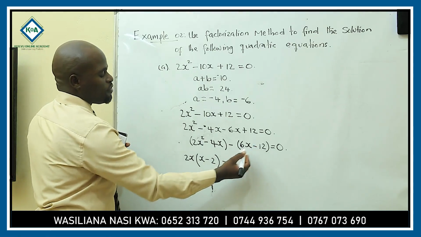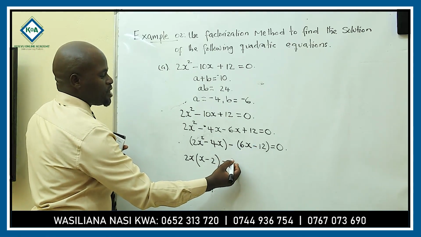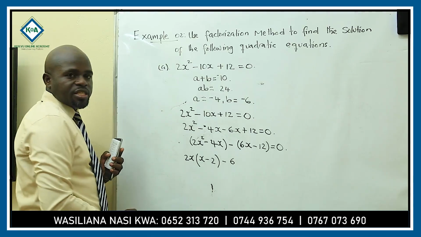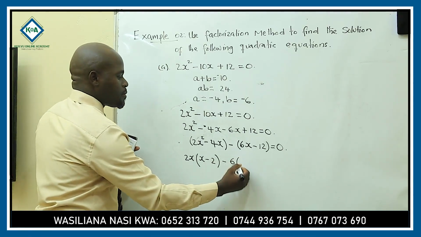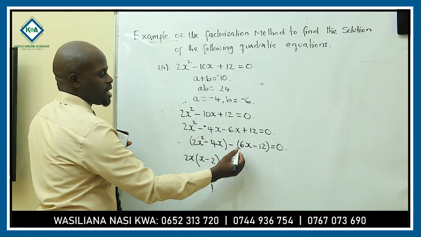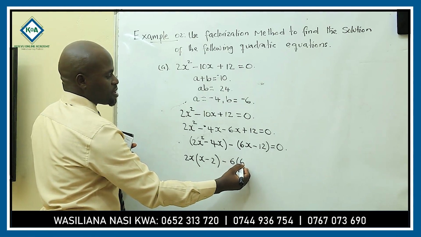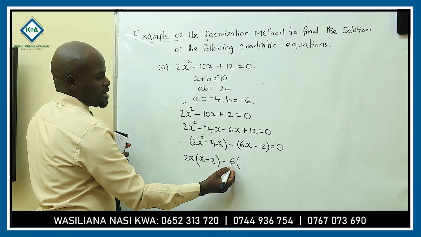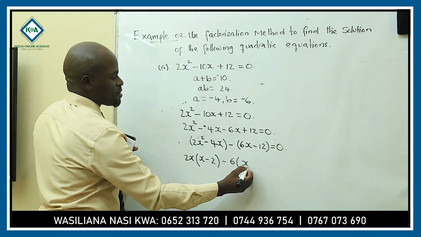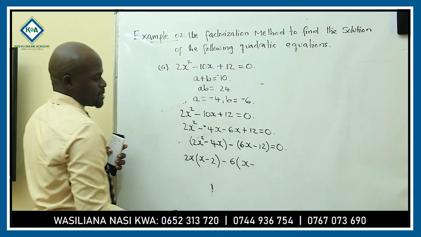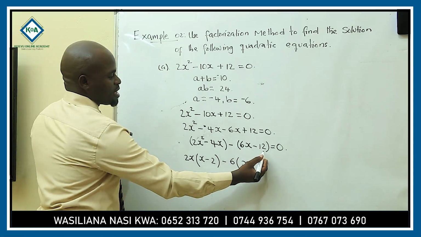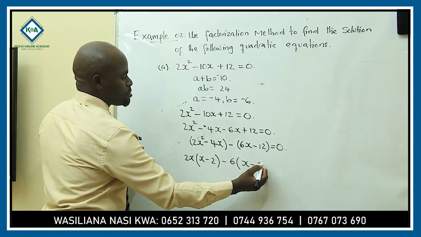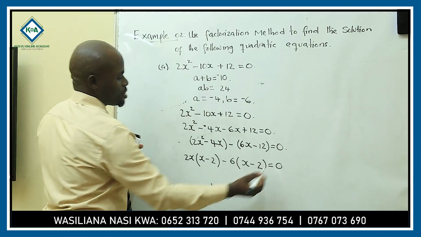Here, the common factor is 6. Now 6 is out. From 6x, with 6 out, x will remain. Minus, here 6 is out and here is 12, so 2 will remain, is equal to 0.